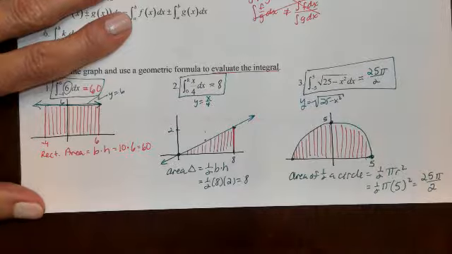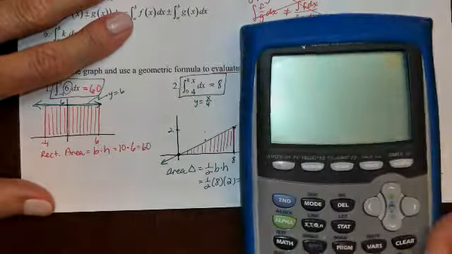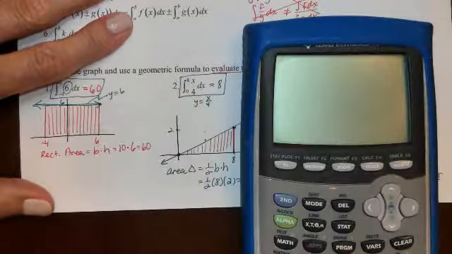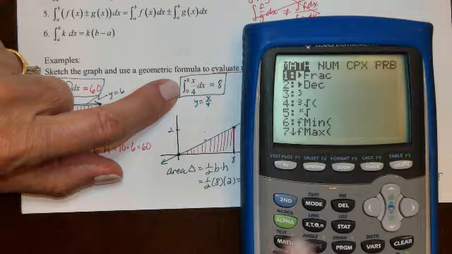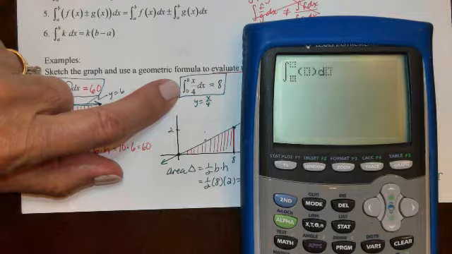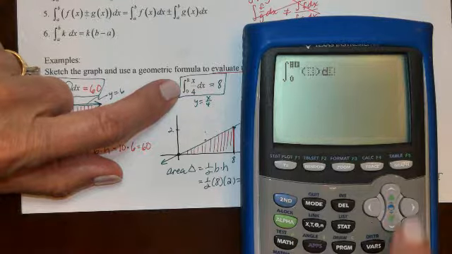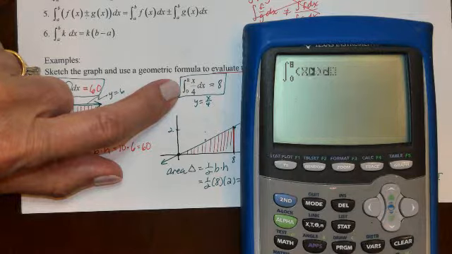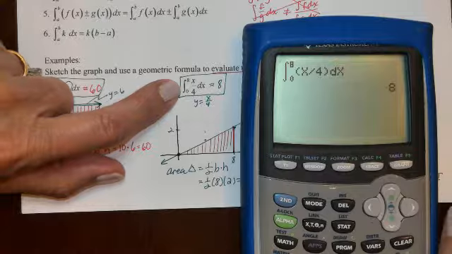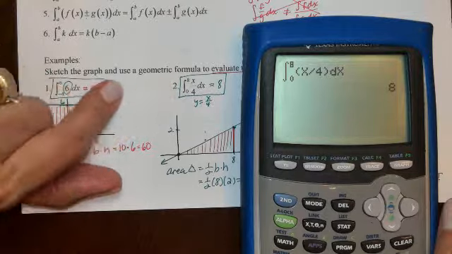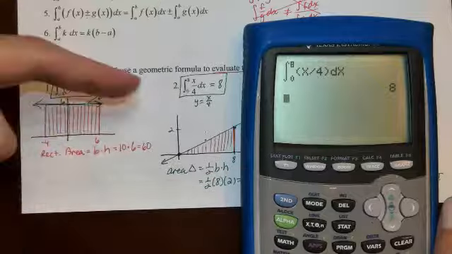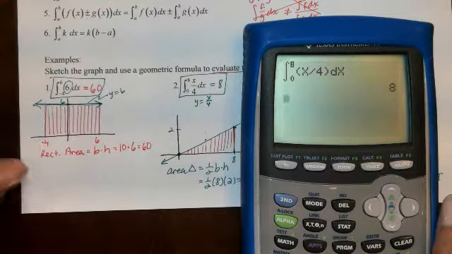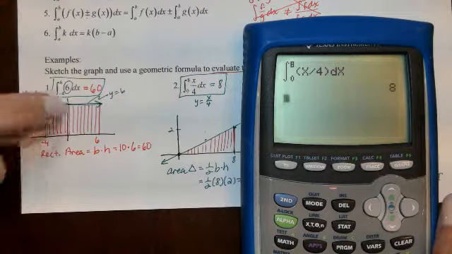Okay? You can always check a definite integral. Let's check this one right here. So remember Math 9. Math 9 gets you to that integral, 0 to 8, x over 4, dx. Okay? Every definite integral you can check on your calculator. Some calculators, not my calculator, but some calculators can check an indefinite integral as well. Those are awesome, but mine won't do that.